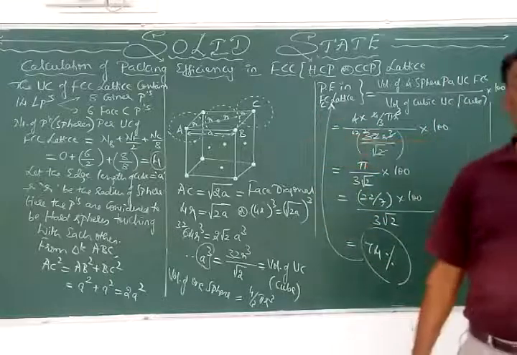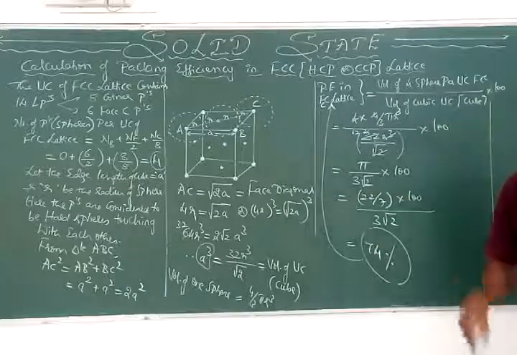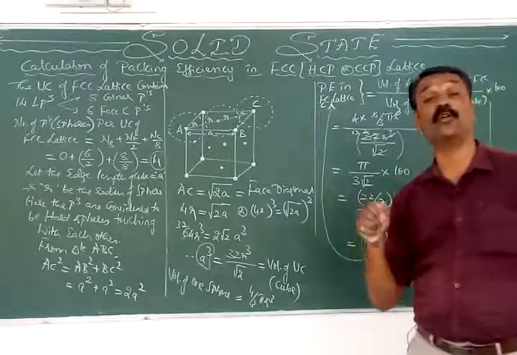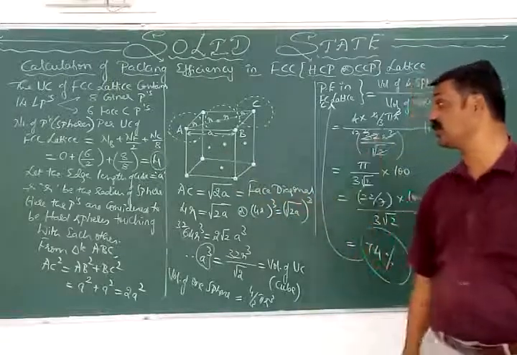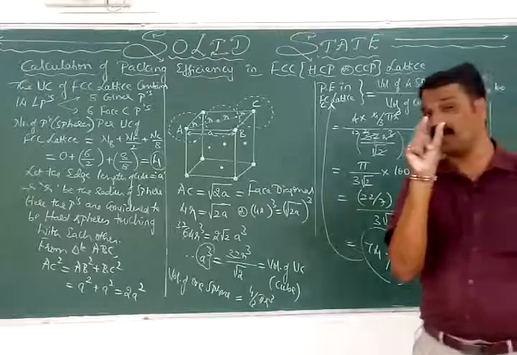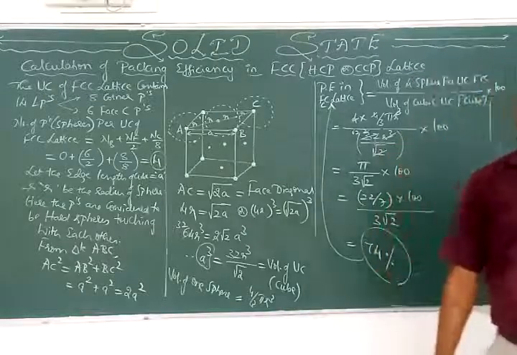Then the number of particles present per unit cell of the FCC lattice is equal to 4. How are you getting 4? It is obtained from the general formula NB plus NF by 2 plus NC by 8. NB is 0 actually, NF is 6 and NC is equal to 8. On substitution and simplification, we are getting 4. Here, first we have to consider the particles to be hard spheres such that they touch each other.